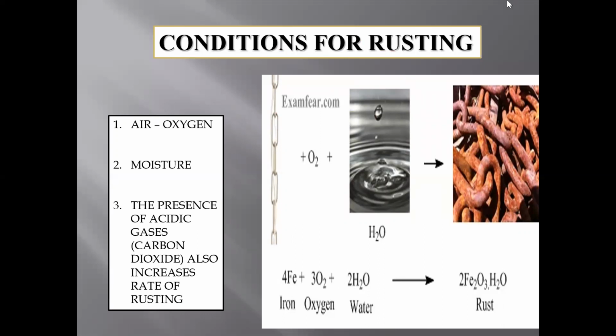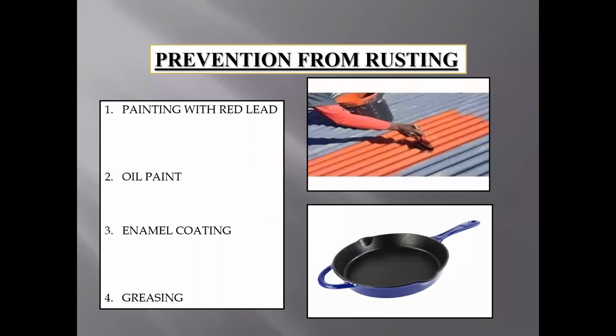Now the question is, next we will be learning how we can prevent this rusting, because it will create a hazardous situation. Now there are various techniques by which we can prevent rusting from occurring. First of all, painting with red lead. Okay, the first picture which I have provided over here shows the painting with red lead.